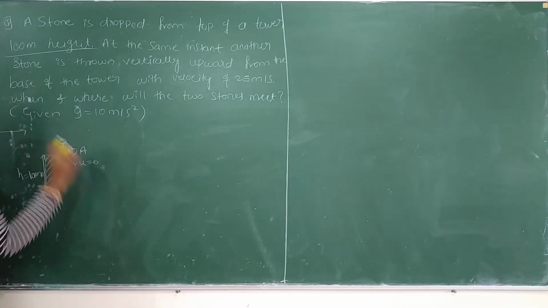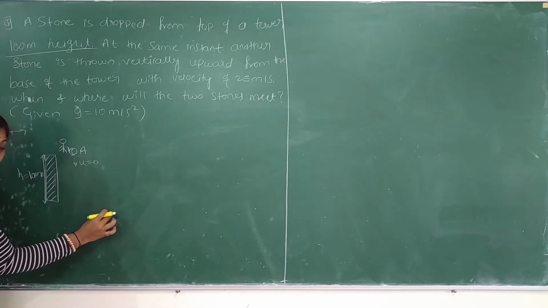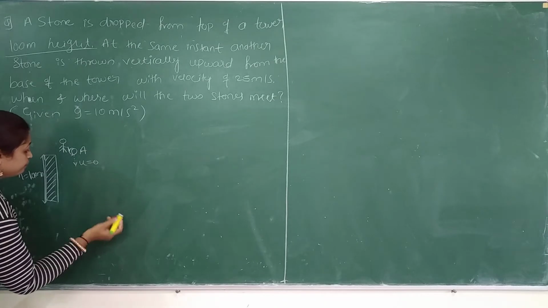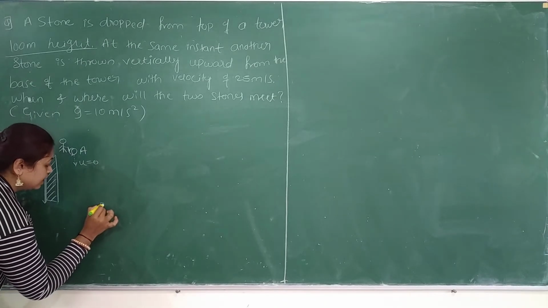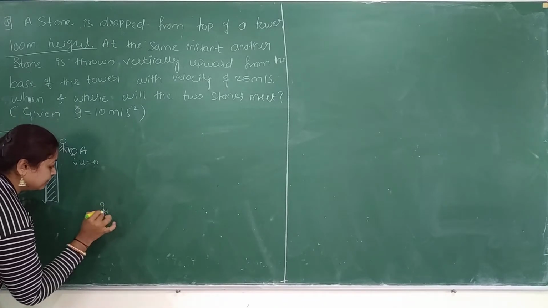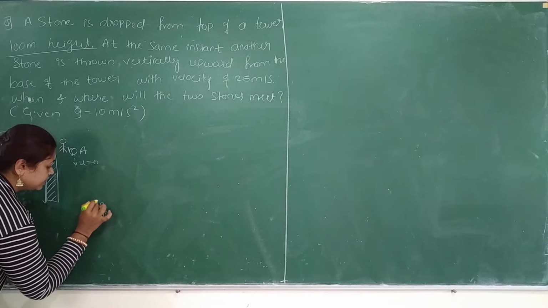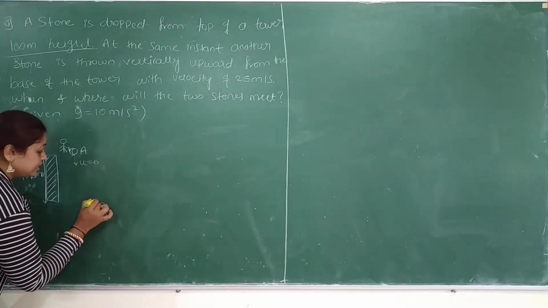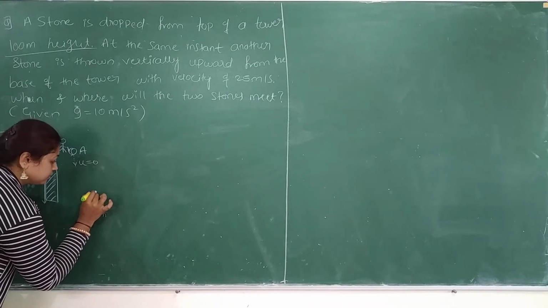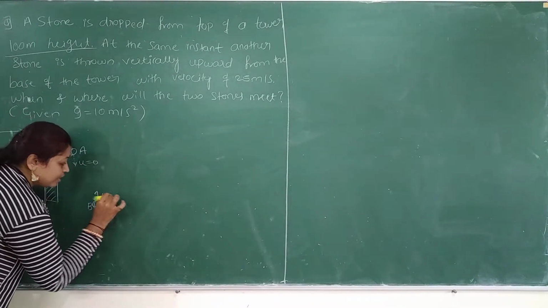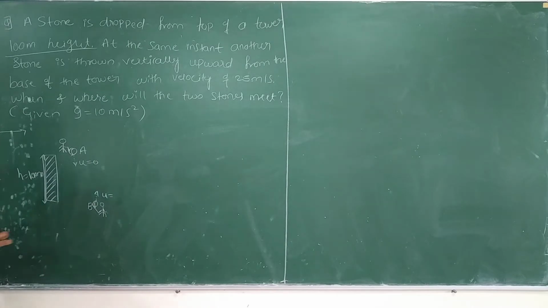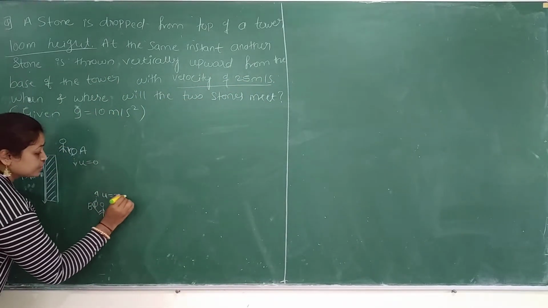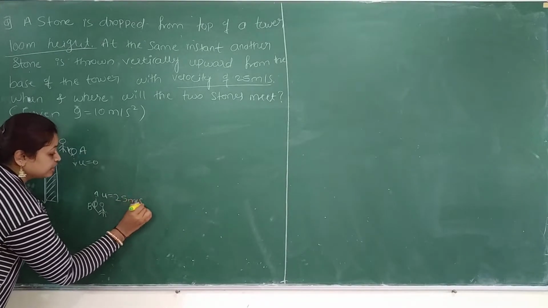At the same time, another person on the ground projects another stone. Let us take it as stone B. Here another person is standing and he is throwing the stone upward. And with how much velocity is he throwing? The initial velocity is given as 25 meter per second. So 25 meter per second.